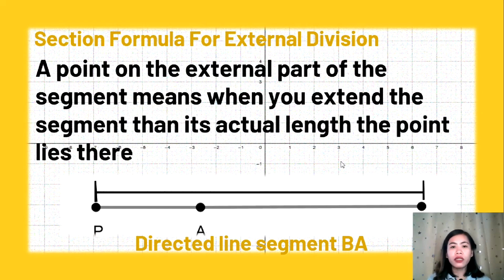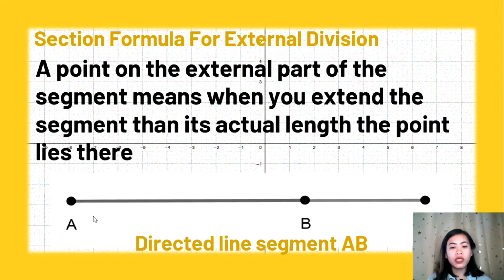So kapag ganito, external division tayo, ang M natin ay yung part ng extended line segment mismo. Mula sa starting point natin hanggang doon sa extended point, yun yung ating M part sa ating ratio mamaya. And para naman sa ating n, mula sa end point natin, which is A, papunta dun sa ating extended point. So we have from A to B. That will be the n part.